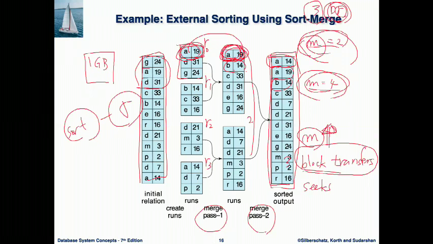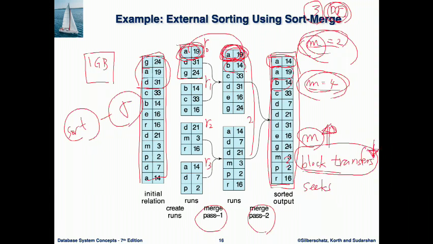So things will be changing from 3 times B sub R to 1 times B sub R. So at a very high level, the number of block transfers will decrease. Okay, so that's a very important thing. As you merge more runs into 1 run, then you're going to have fewer block transfers, fewer IOs.